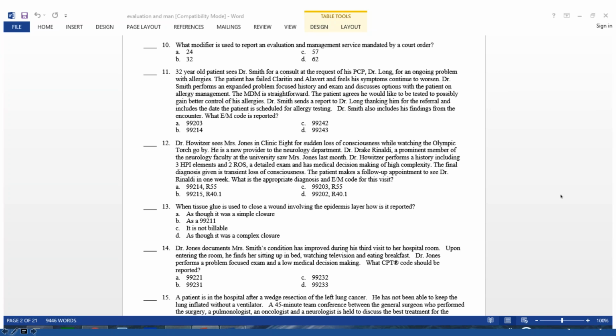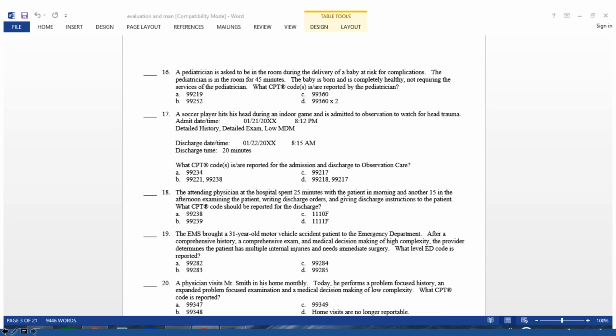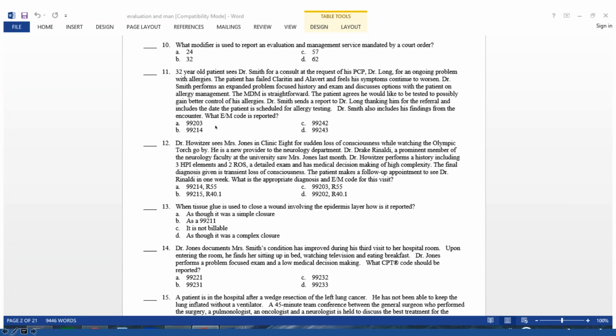This is where I really want to start to focus. Now listen to what we're doing here. A 32-year-old patient sees Dr. Smith for what? It's already telling you a consult, right? Remember, my whole thing is you need to know where you are. Pages 1 through 3 give you all your locations. She's going in for a consult at the request of her primary care physician. It's not like you had to try and figure it out. Remember, you need to know what they're going in for.